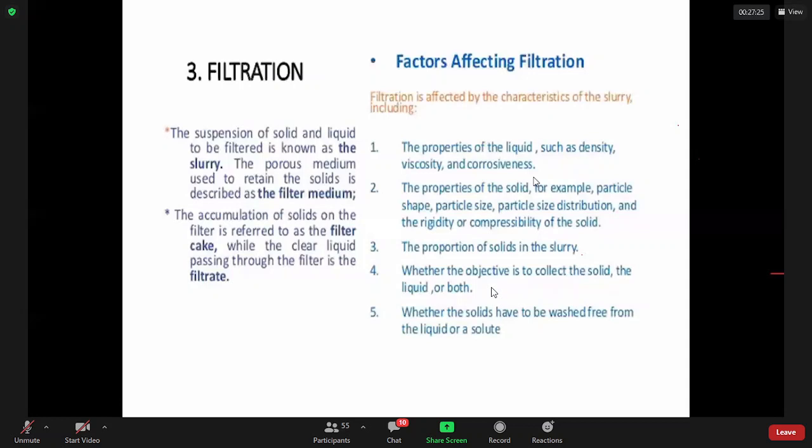Sometimes this one may cut, may actually eat up the funnel. So it depends on the corrosiveness, the density, and viscosity. The properties of the solid, for example, particle shape, particle size of the solid. So all these factors here do affect filtration. So you'll be able to get them.